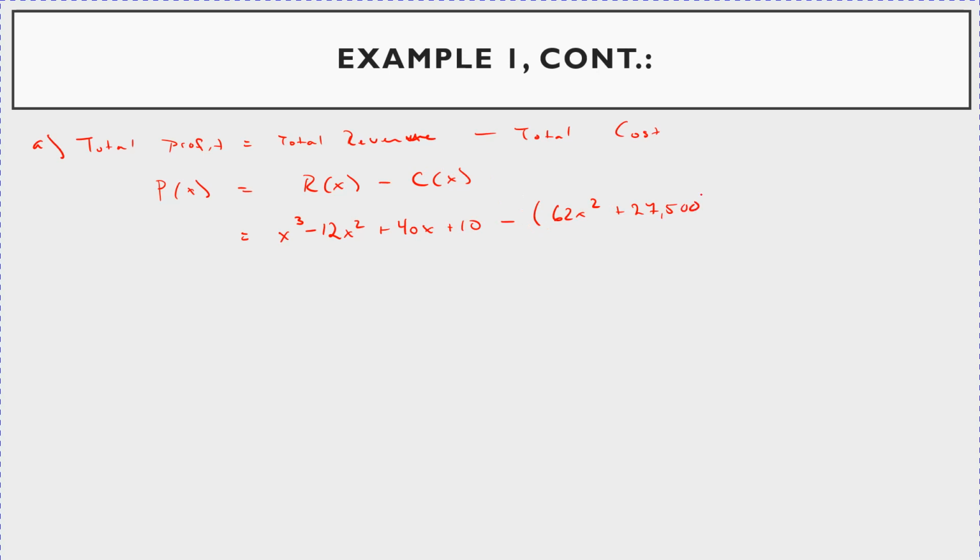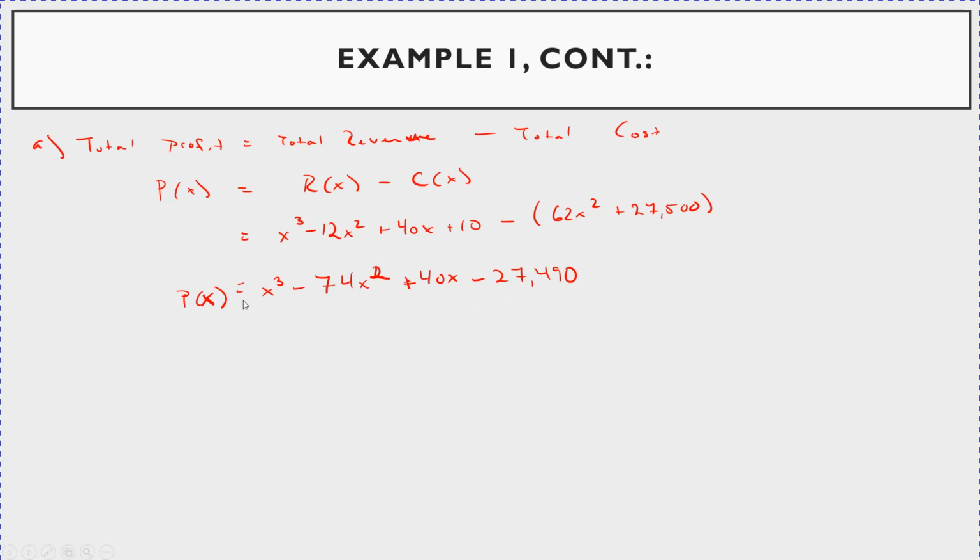All right, so just cleaning this up, the x cubed stays. Minus 12x squared minus 62x squared gets you minus 74x squared plus 40x. Okay, and then 10 minus 27,500 is minus 27,490. Okay, so that's our profit function right here.